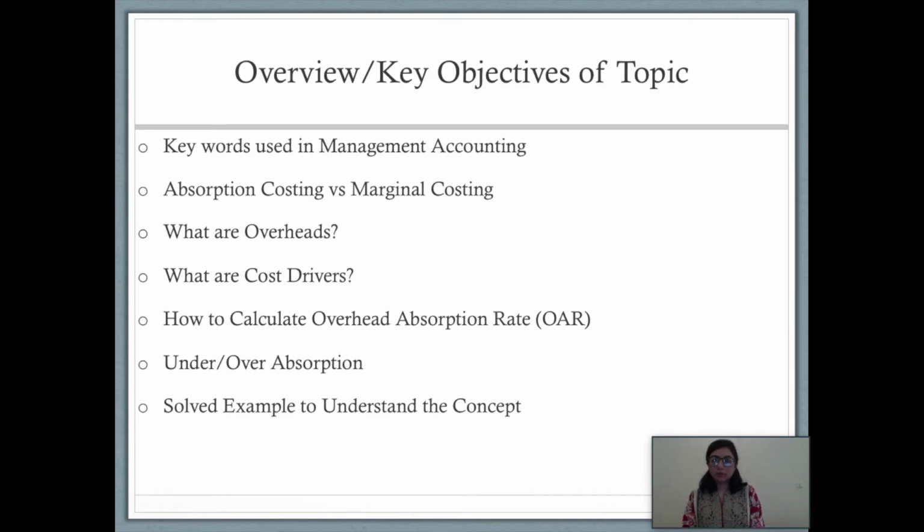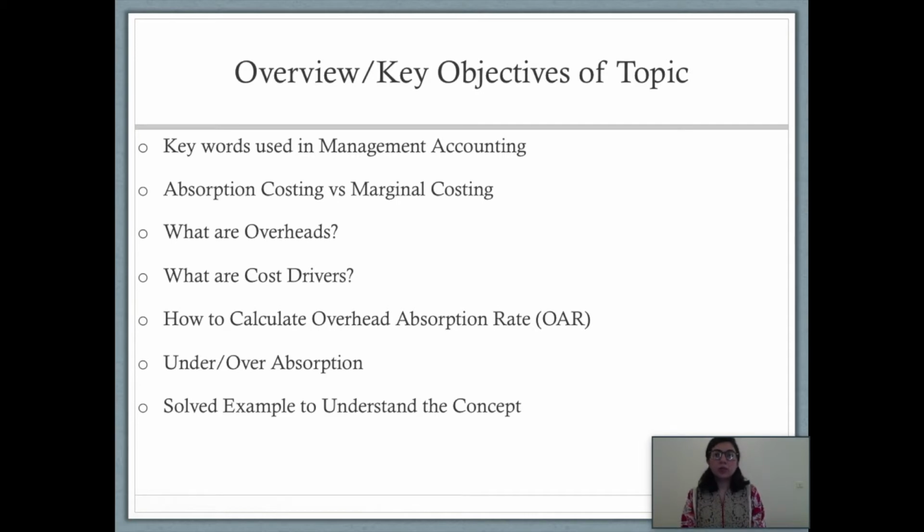Number three, we're going to understand some further terms for calculation purposes, because it's a numerical subject and we'll be doing a lot of calculations in this topic. So we're going to understand what overheads are, then what cost drivers are, then we're going to learn how to calculate the overhead absorption rate, which will lead us to the key of this accounting concept, which is over under absorption.